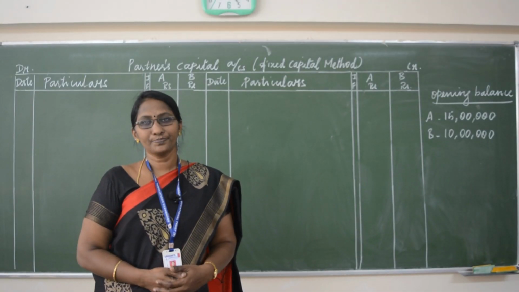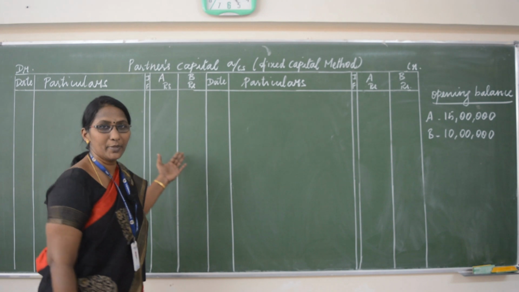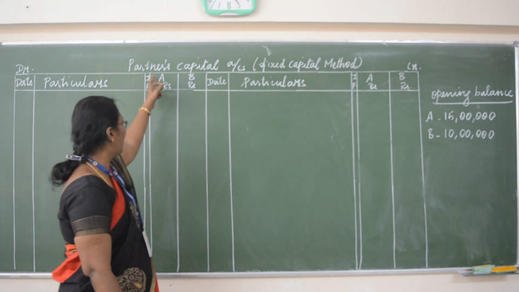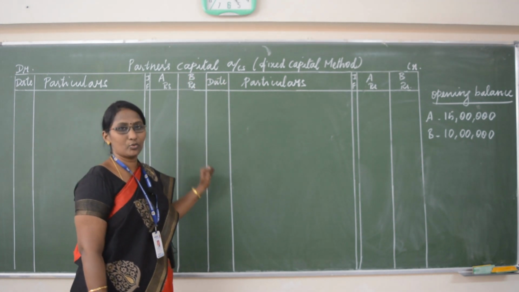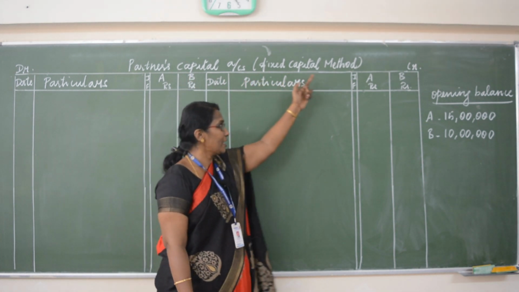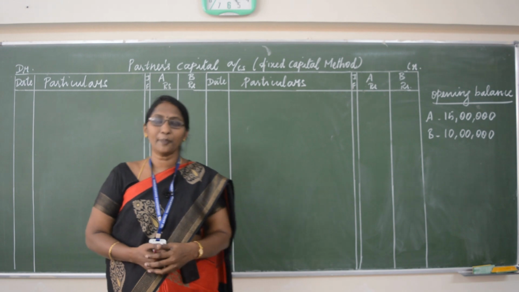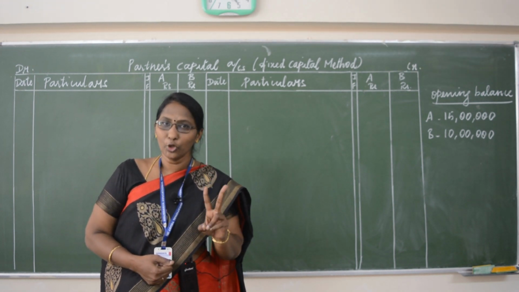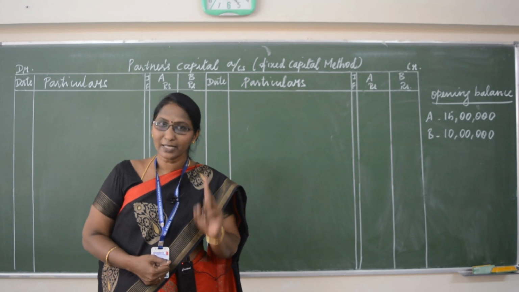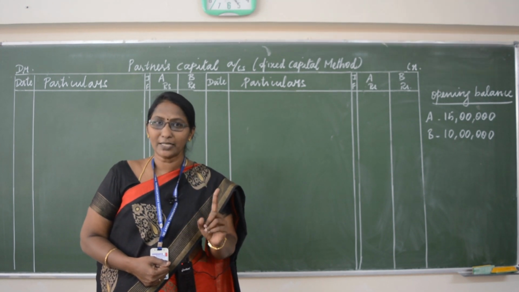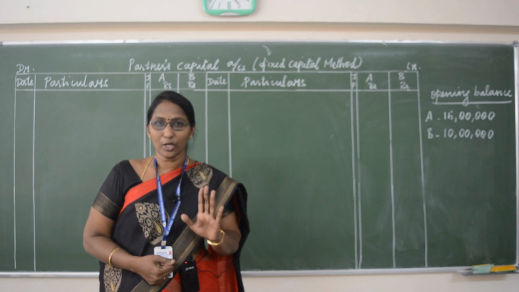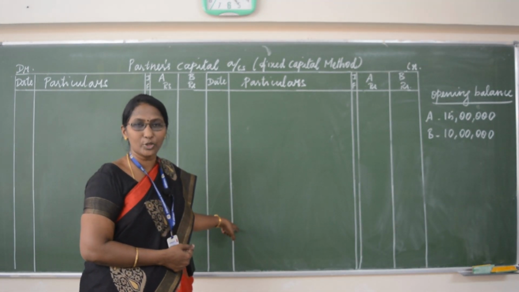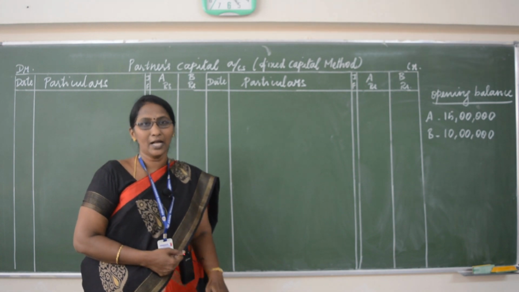Do the problem. So I have drawn a table. What is this? It's a ledger of partners' capital account under fixed capital method. Under fixed capital method, how many ledgers do we have to prepare? We have to prepare 2 ledgers. One is partners' current account, another one is partners' capital account. So partners' capital account first I prepare. Next to this you have to prepare partners' current account.